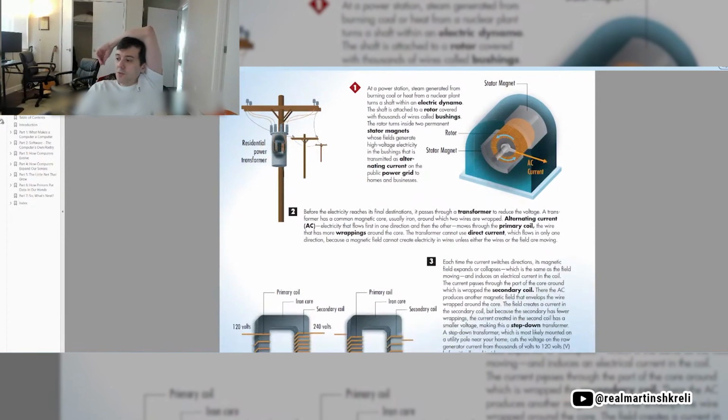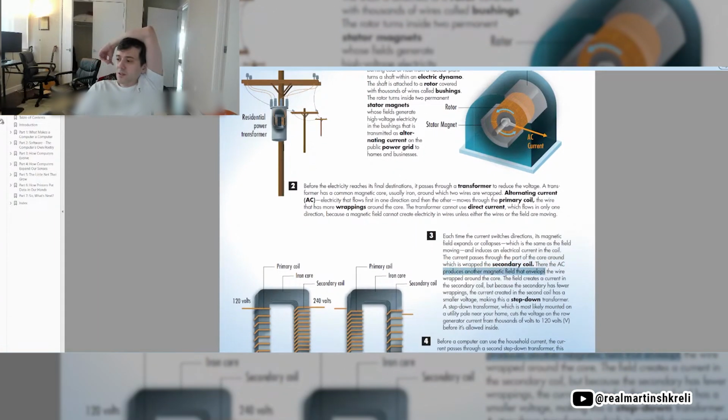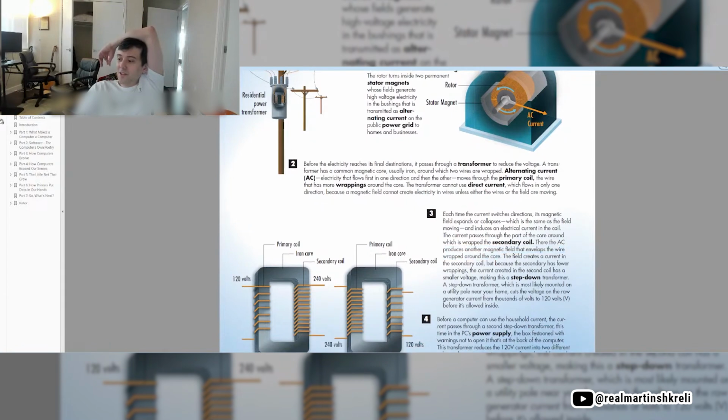The current passes through the part of the core which is wrapped with the secondary coil. There the AC produces another magnetic field that envelops the wire wrapped around the core. The field creates a current in the secondary coil, but because the secondary has fewer wrappings, the current created in the secondary coil has a smaller voltage, making this a step-down transformer.